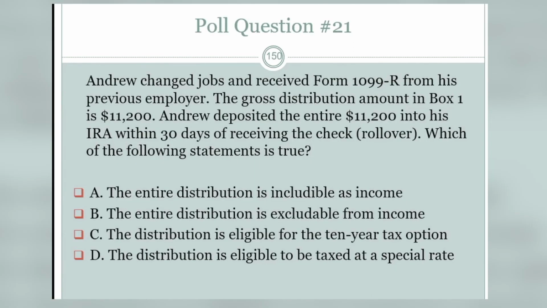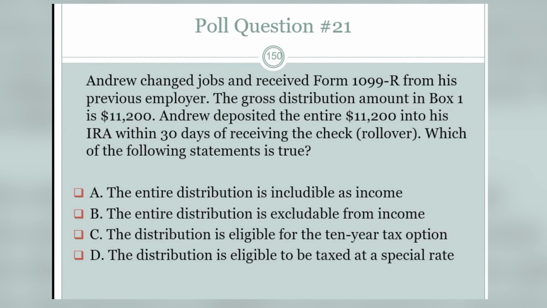All right, so let me read this question. Andrew changed jobs and received a Form 1099-R from his previous employer. The gross distribution amount in box 1 is $11,200. Andrew deposited the entire $1,200 into his IRA within 30 days of receiving the check. Which of the following statements is true?